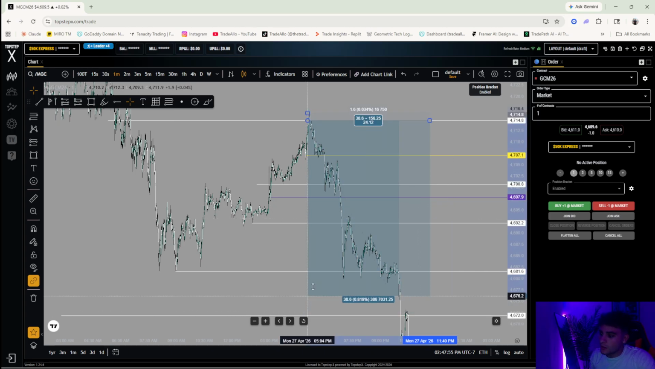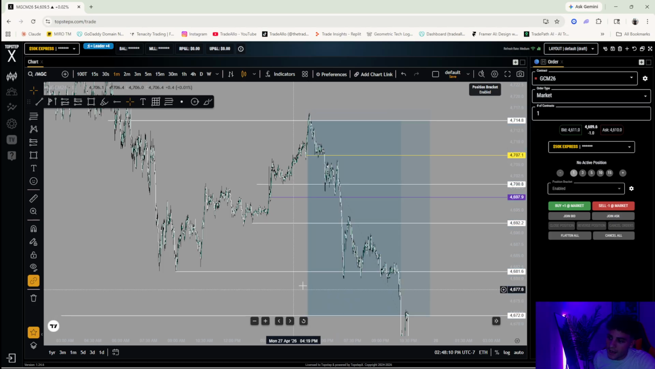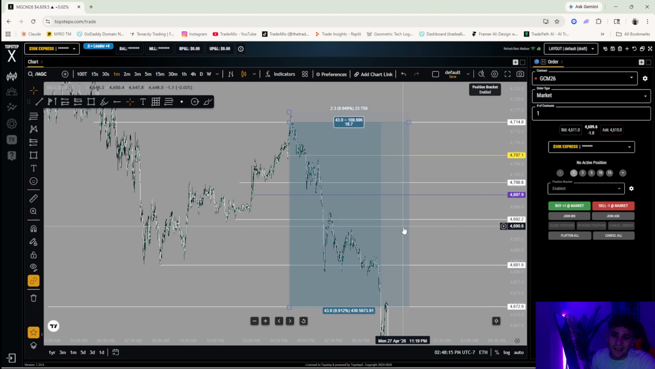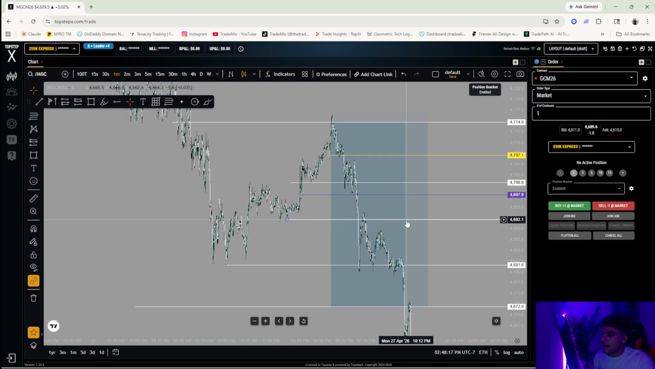Boom. First TP was still good R. Sorry, let me show my original risk, 2.3 points, so no one gets mad at me. First TP was a 6R. Second TP was a 10R. Third TP was a 14R. Final runner was an 18R, not a 20, my bad. Still going to title this 20R. But yeah, that was the trade.